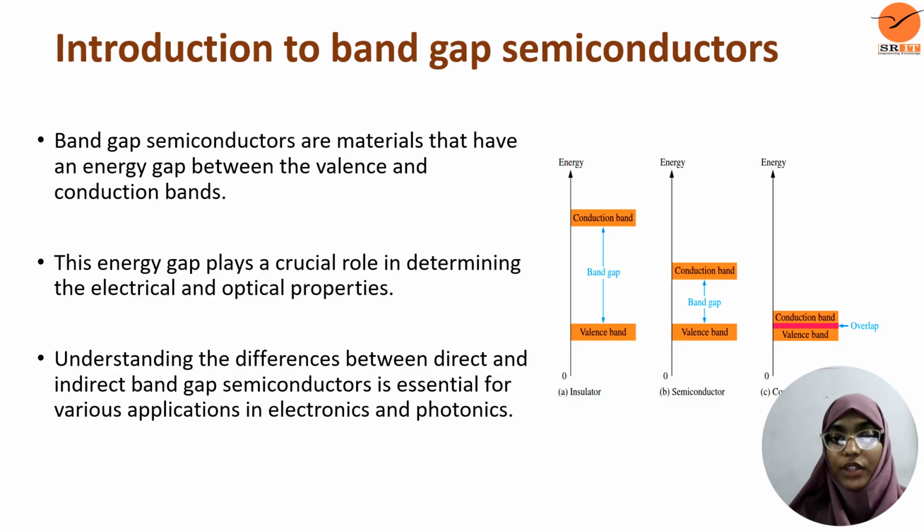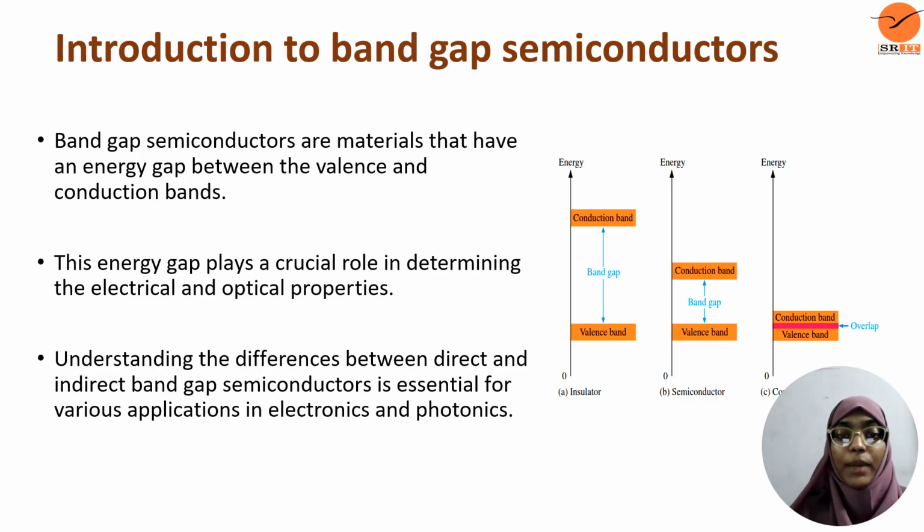Here, on the right side of the slide, you can see there are three diagrams of band gap: one is insulator, semiconductor, and conductor. In insulators, there is a large band gap between the conduction band and the valency band. In semiconductors, there is a minimum band gap between the conduction band and the valency band. And in conductors, there is no energy gap between the conduction band and the valency band, which means they overlap each other.